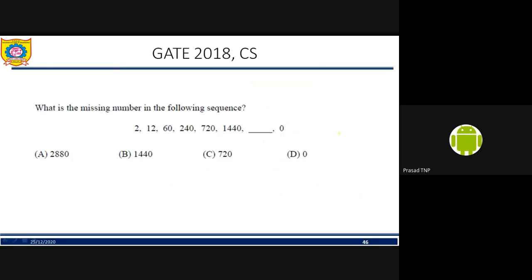Now next one. Here a missing term question is there, year 2018 for computer science. Okay. So the question is, what is the missing number in the following sequence? Here the terms are 2, 12, 60, 240, 720, blank, 1440. What will be the next term?